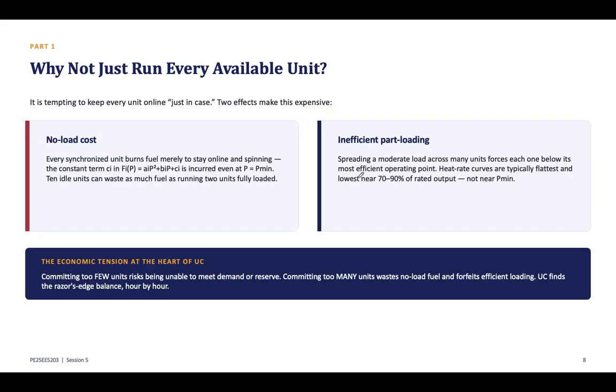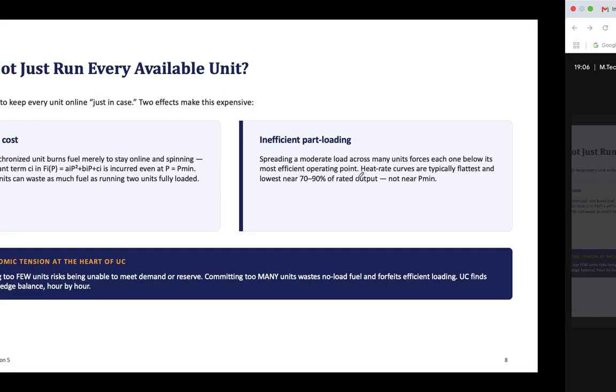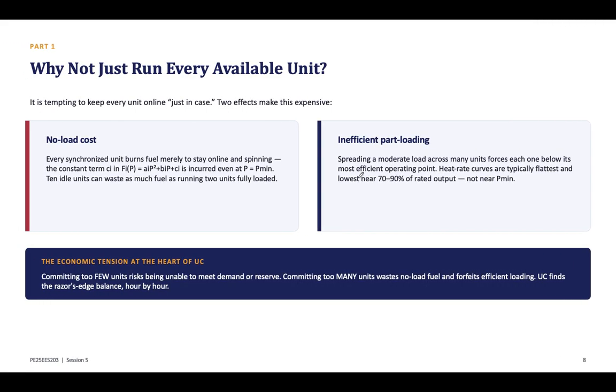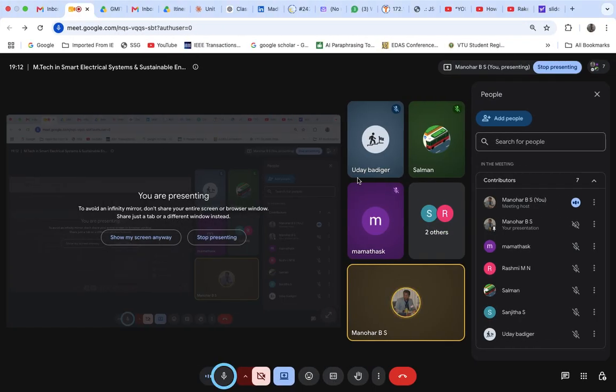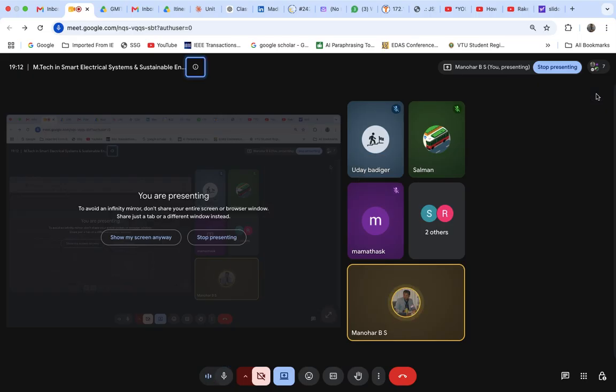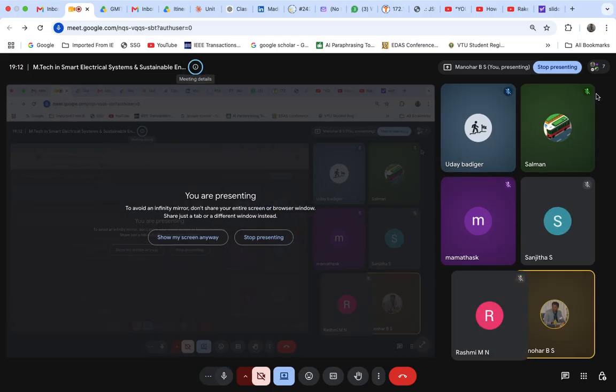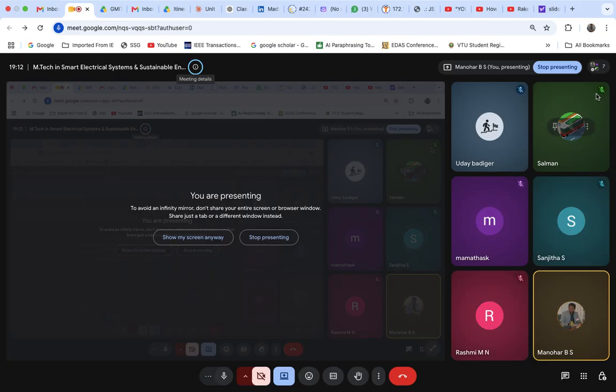Next question. Why not just run every available unit? Anybody can answer this question. Why not just run every available unit? No need of unit commitment, no need of any complex mathematical thing. Why can't we do that?